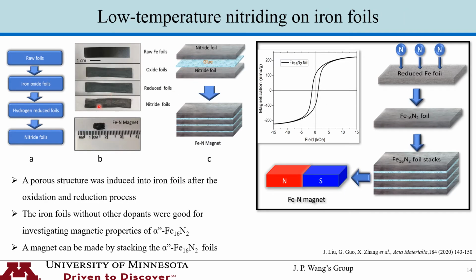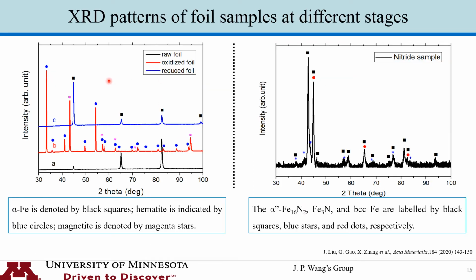This slide shows the low temperature nitriding on iron foils and how we use these foils to prepare a piece of magnet. So here are the steps of the foil samples. These are the pictures of these samples for the raw foil, oxidized foil, reduced foil, and nitride foil. The nitride foils we can stack together to form a piece of magnet. X-ray diffraction patterns were collected on the foil samples at each stage: raw foil, oxidized foil, and reduced foil. So the phase changes from iron to iron oxide and iron again. During this process, a porous structure was introduced into the foil sample, which can help increase the nitriding efficiency greatly.